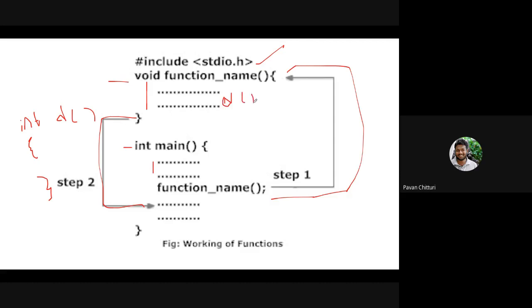I am calling d function here. So then my execution comes here. After completion of my execution, the control goes here. So you can call one function in any function.